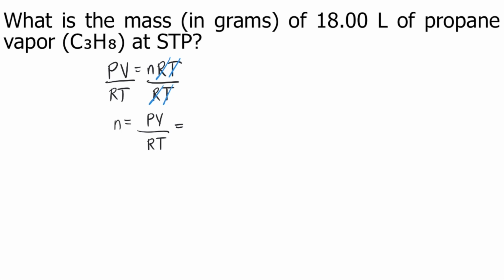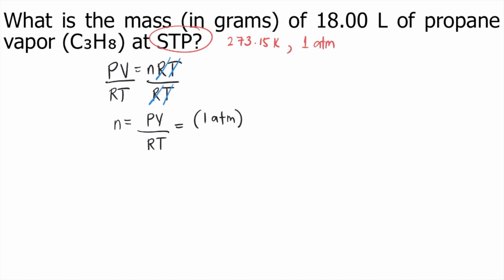So P stands for pressure, and according to the problem, the condition is at STP. If you can recall, STP means standard temperature and pressure. The standard temperature is 273.15 Kelvin, and the standard pressure is 1 atm. So we will use these values in our ideal gas equation. So again, the standard pressure is 1 atm.